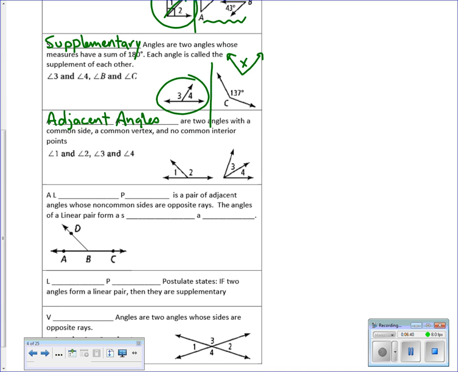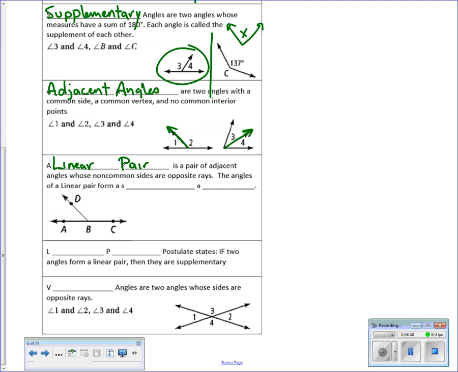Now we have adjacent angles, and I just kind of mentioned them. Adjacent angles, as you read through the definition, are basically two angles that have a common wall or a common side or a common ray like these do, okay? So 1 and 2 are adjacent angles, 3 is adjacent to 4, and so on. As you can see in the adjacent angles, these angles right here do not form a straight line, okay?